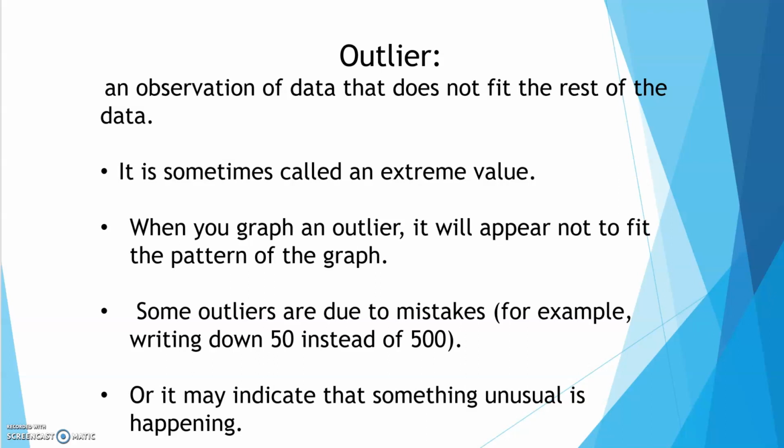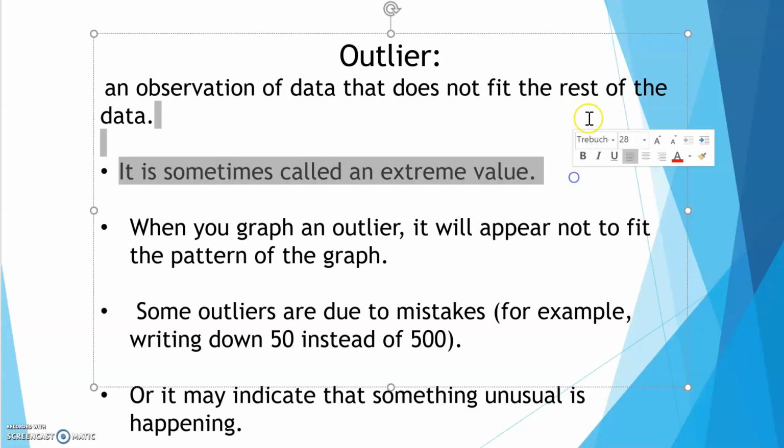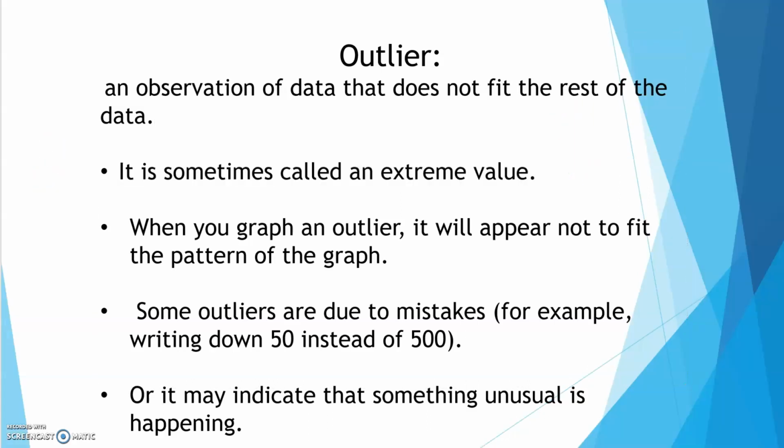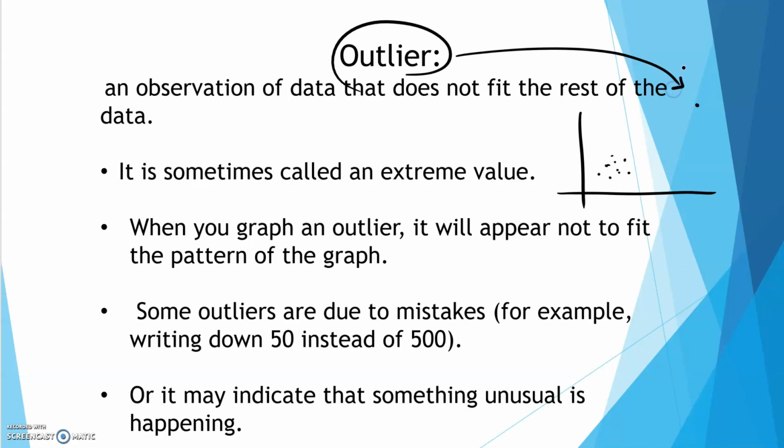Alright, so something called an outlier is a point that lies way away from all the rest of the data. It would look something like this. Say all your data was over here, and then you had a point way over here. Well, this is an outlier right here. It lies far away from the rest of the data.